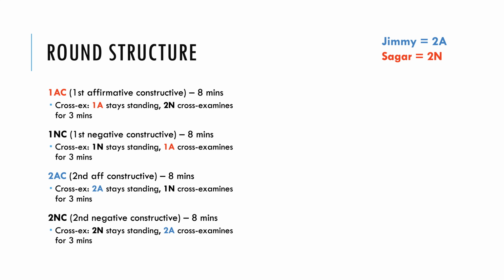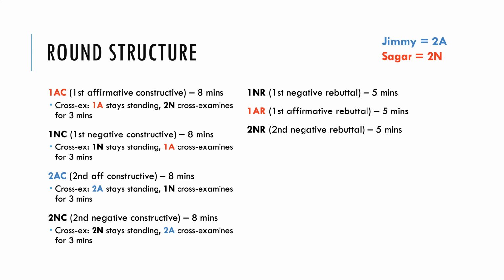So, okay, hopefully this is making some more sense now that I'm going through a specific example. Then the 1NR goes. Again, this is another team. We're just focusing on Jimmy and Sagar right now. And so then Sagar stands up after the negative block, after 13 minutes of negative speaking. Sagar stands up and gives 5 minutes of the 1AR. Then the 2NR gives the final negative speech before Jimmy finally stands up again and gives the second affirmative rebuttal, the final affirmative rebuttal of the speech, which is 5 minutes long. And of course, they have 8 minutes of prep time.